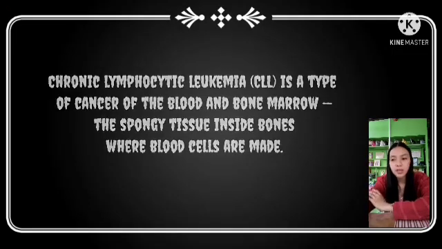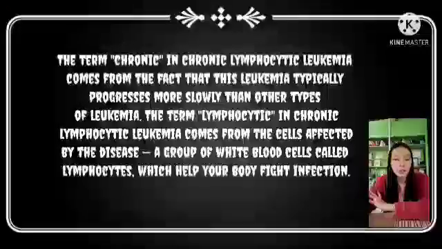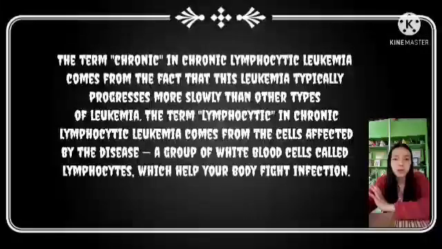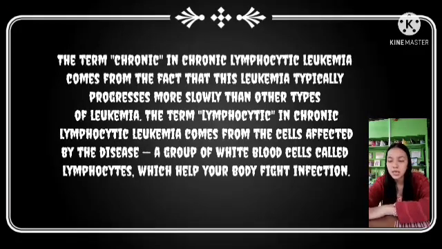So, the term chronic in chronic lymphocytic leukemia comes from the fact that this leukemia typically progresses more slowly than the other types of leukemia. The term lymphocytic comes from the cells affected by the disease, a group of white blood cells called lymphocytes, which may help your body fight infection.